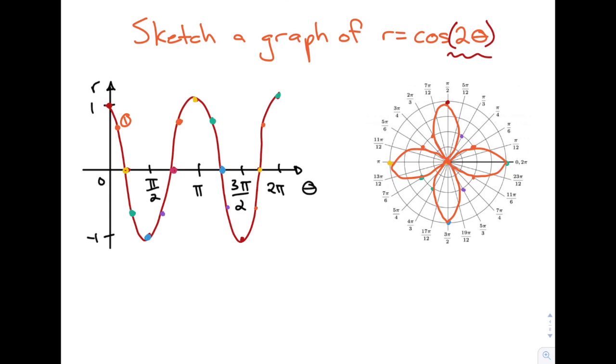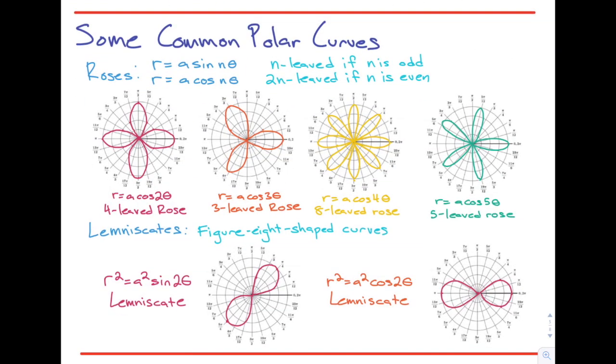So it happens that there's a nice pattern whenever we see a number in front of theta. And it kind of looks like this. Some more common polar curves. So these are roses. With r equals a sine n theta or r equals a cosine n theta, the rose is n-leaved if n is odd, and 2n-leaved if n is even.